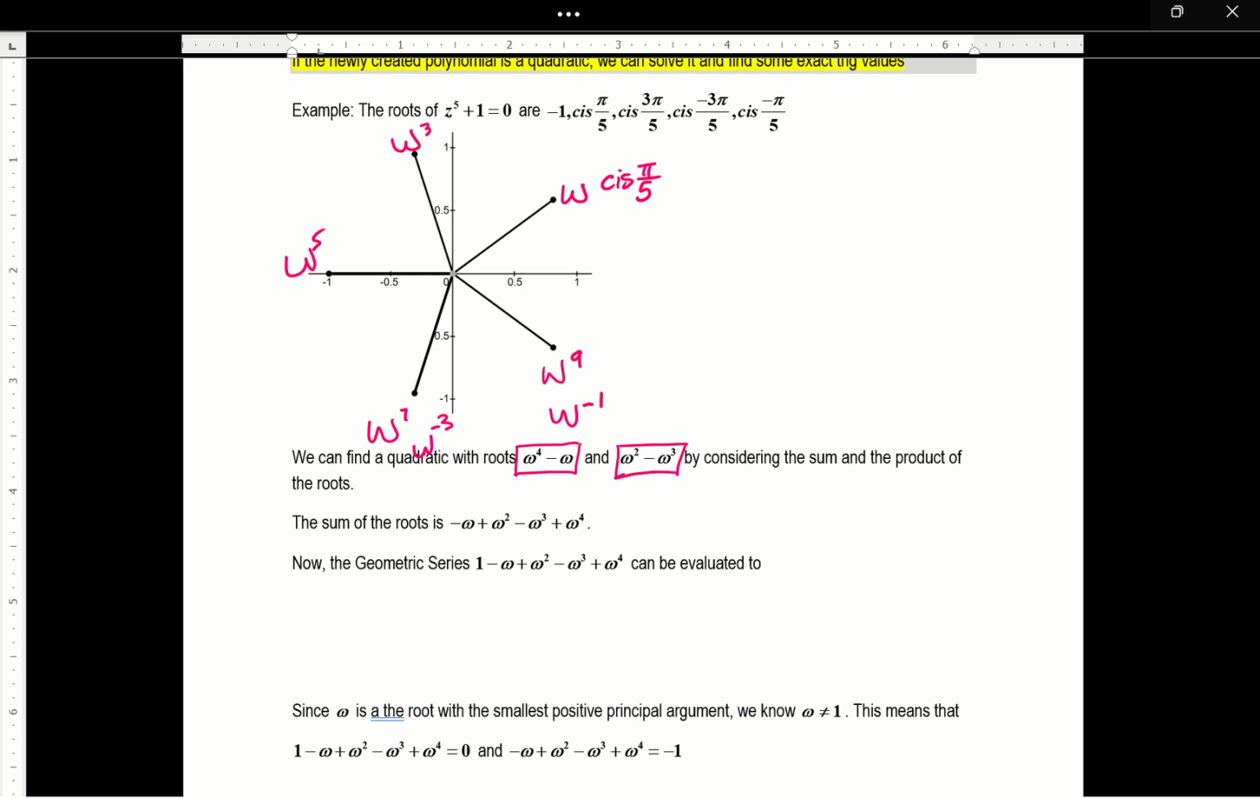Now, just out of interest, w4, it's not exactly appearing on there at first look, is it? But did you know that w4 is w5, which is a root, like w is a root of z5 plus 1 equals 0. So w5 is minus 1, right? It's w5 times w to the minus 1. So that's minus of w to the minus 1, isn't it?